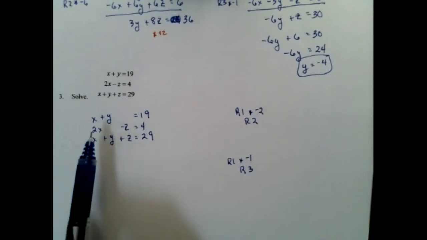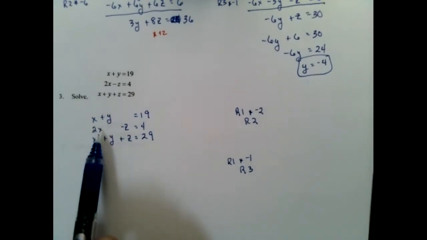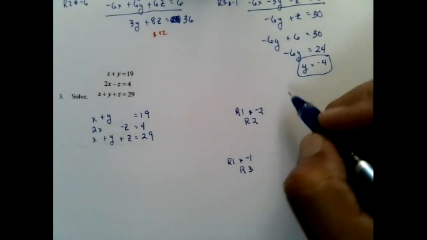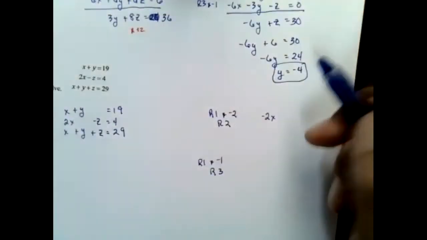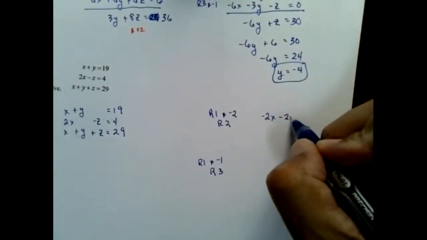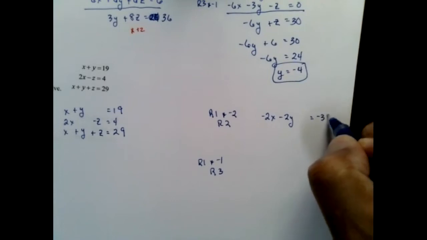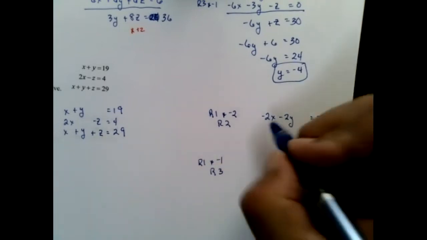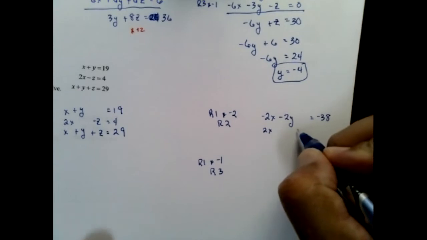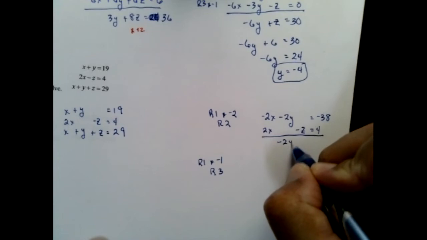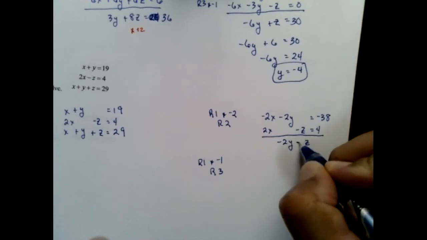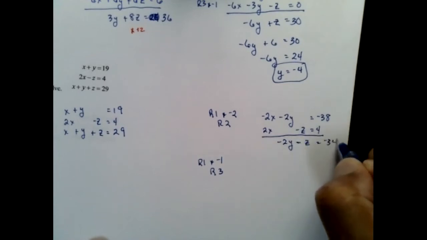And I think I'm going to stay with what I've been doing, and I'm going to eliminate the x's. I'm going to take row 1 and multiply it by -2. That's going to give me a -2x minus 2y equals -38. And then row 2 is 2x minus z equals 4, which gives me -2y minus z equals -34.